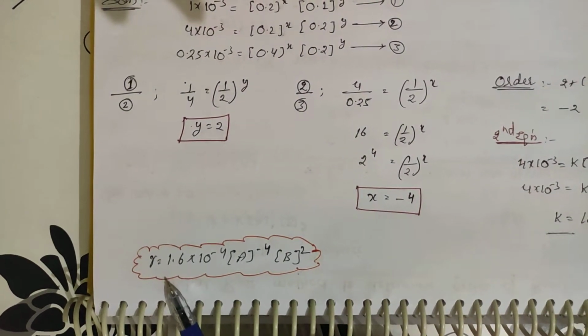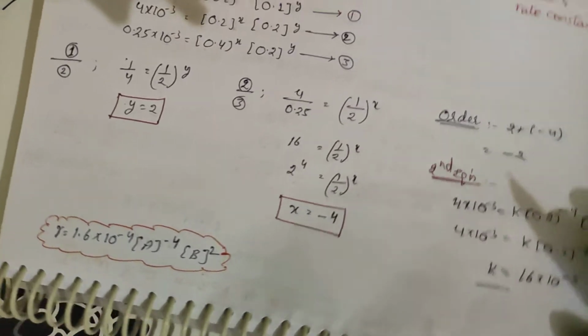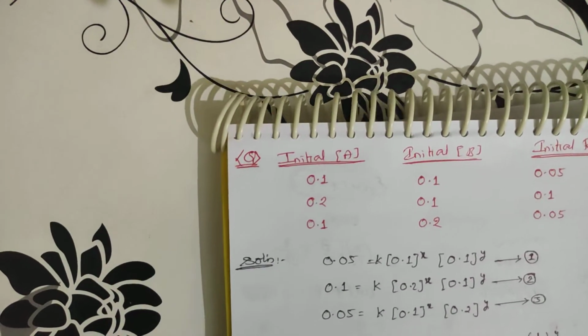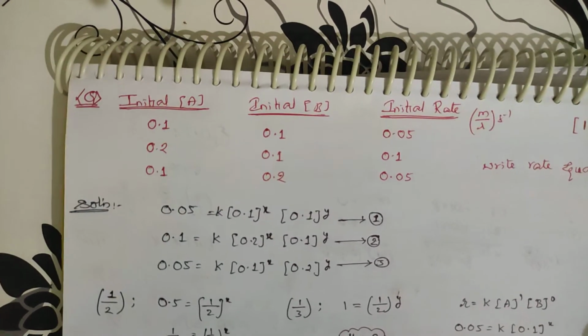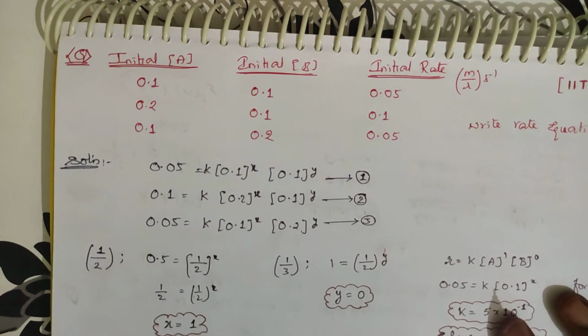And r is equal to k, where the value of k is 1.6 into 10 power minus 4, [A] power minus 4, [B] power 2. This is the thing that you have done. Take one more question. You are having three more questions.